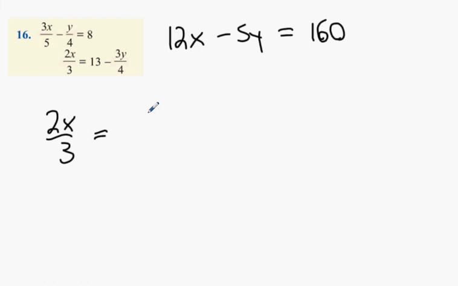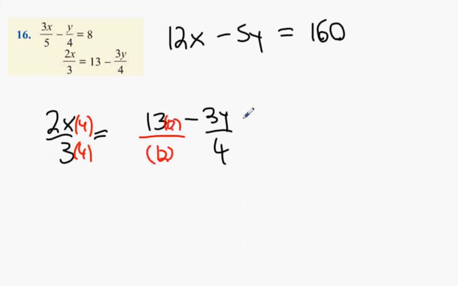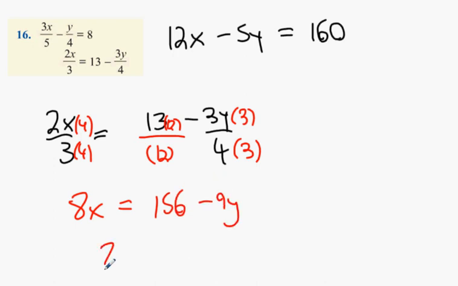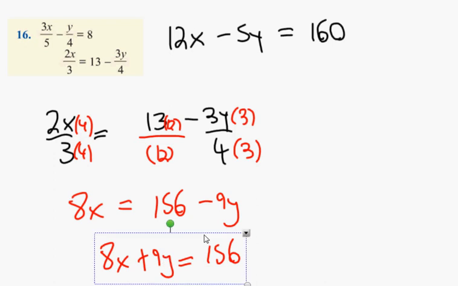2x over 3 equals 13 minus 3y over 4. Any of this? 12. So 4 and 4. This one here, 12 followed by 12. And find the last one. Okay, so the difficulty isn't really that bad at all, is it? 12 by 13. An extra 12 added on to 144. 156. Then 8x plus 9y equals 156. Are you guys alright finishing that off then?